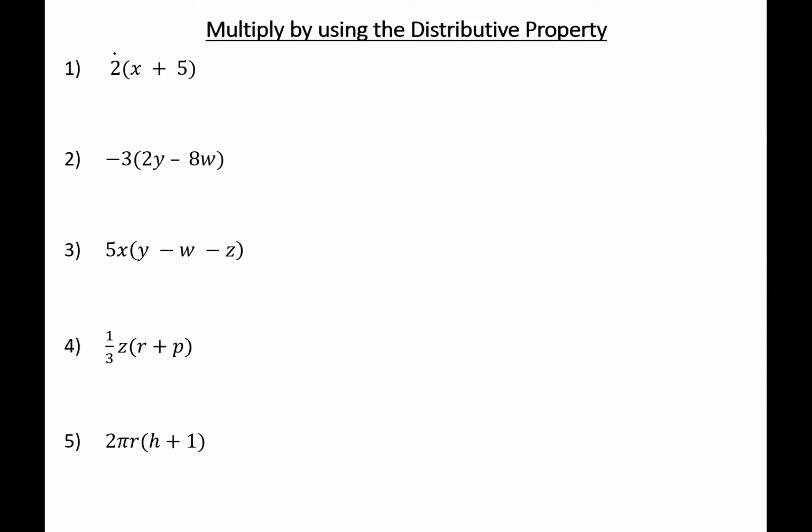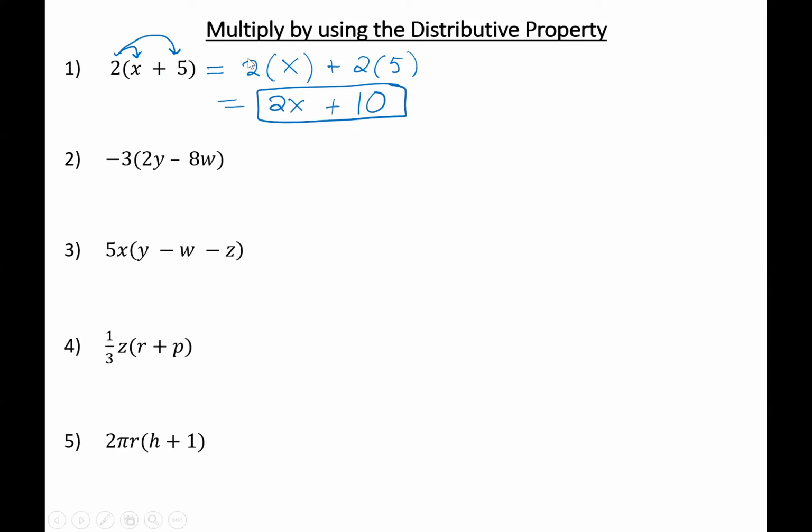So I'm going to draw my little arrows here. 2, parentheses, x plus 5. I'm going to multiply 2 times x plus 2 times 5. Then I will simplify. 2 times x, we can just write 2x, plus 2 times 5 is 10. That is my answer. My simplified answer does not have parentheses anymore. Each of the terms inside the parentheses has been multiplied by 2. So that's where we got 2x, and then 2 times 5 is 10. So my final answer is 2x plus 10.